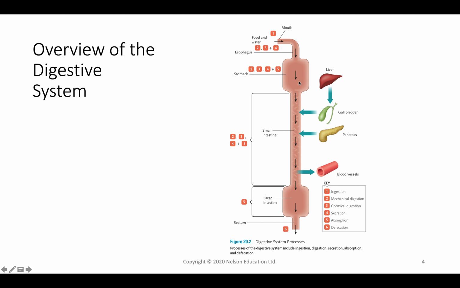And when we're in the stomach, we're going to have multiple different processes occur. So as you can see down here in the key, we're going to see whether or not we have ingestion, mechanical digestion, chemical digestion. Again, in the mouth, we're going to have ingestion, mechanical digestion, chemical digestion, and secretion, right? We're going to have secretion of different things coming into our saliva. In the stomach, we're going to continue on. Again, ingestion is over, but we're still going to have mechanical digestion, chemical digestion, secretion, and absorption occurring inside the stomach.